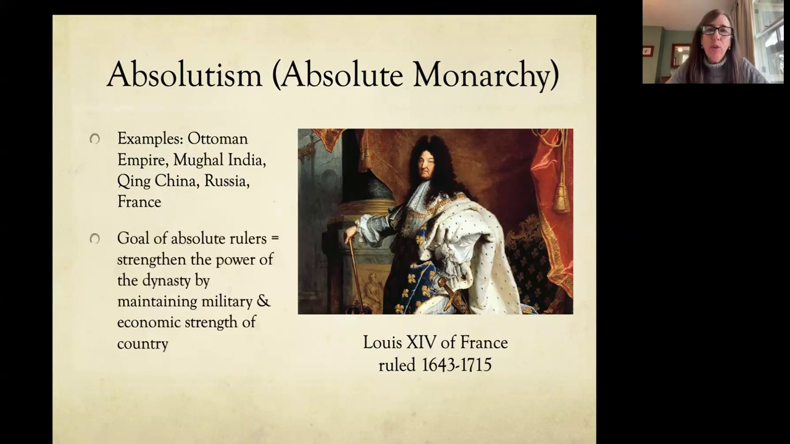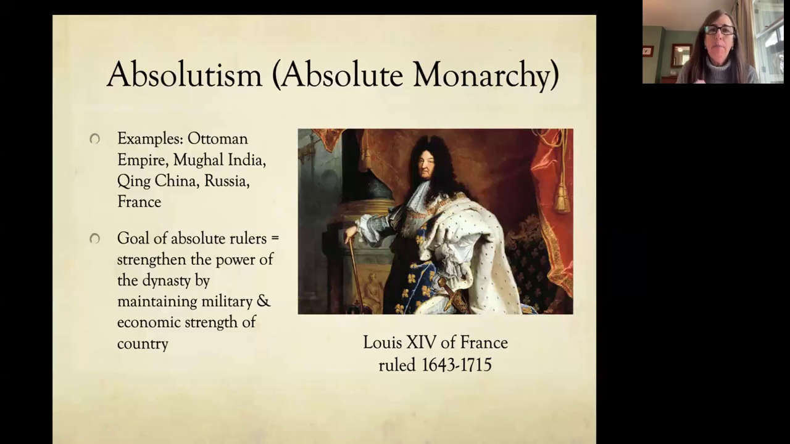But when we think about absolute rulers, with our cultural memory, we might think more of dictators like Hitler or Stalin. And that's not really what these positions are, how they're conceived in this era, in the 15th, 16th, 17th, and even into the 1800s in some places.